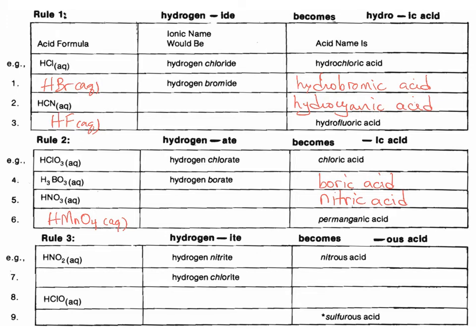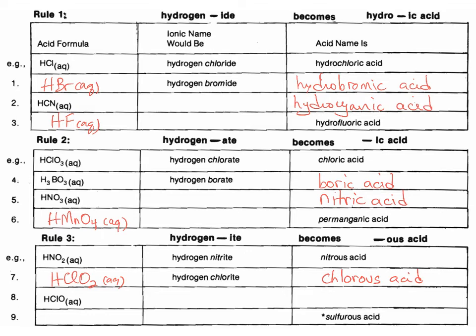The last section of this table contains oxy-acids where the anion's name ends in "ite." So HNO2, the NO2 negative ion, is nitrite, and the acid's name is nitrous acid. So the question number 7, hydrogen chlorite, an ionic compound. Chlorite is ClO2 negative, so this would be HClO2, aqueous, and we have chlorite, so the acid's name is chlorous acid.